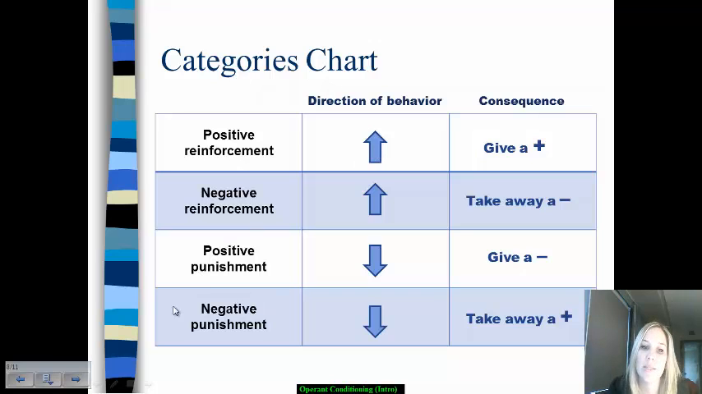And where punishment is concerned, the desired end goal is to stop or decrease that behavior. But when we're talking about positive versus negative, we're not talking about the consequence that's attached. We're talking about the action that is being carried out where that consequence is concerned. So positive means that we are giving or adding to something. And the negative means that we are removing something, whether that be good or bad. Okay? So hopefully this has been easy to follow, but obviously if you have any questions, just let me know.